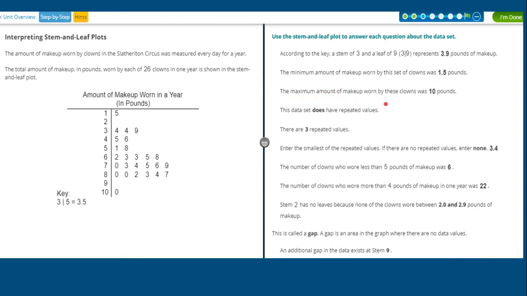Now the maximum number here is this one. That is not 100. That is not 0. That is the number 10.0, or simply 10. So this data set does have repeated values. So the repeated values, see if you can find them for yourself. What are the repeated values?